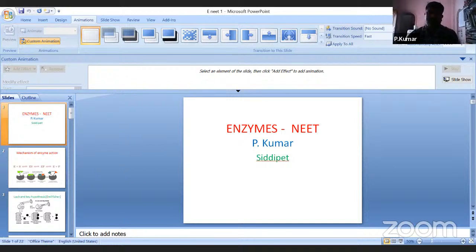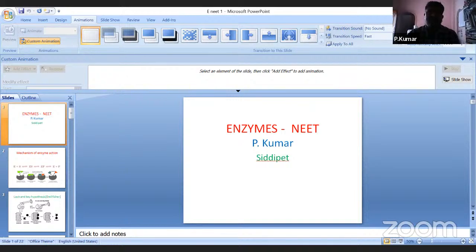So let us now discuss the lock and key hypothesis. This was proposed by the scientist Emil Fischer. You are observing here that this is the substrate, the lock-like structure, and the key is the enzyme. The substrate is the lock and the key is the enzyme.